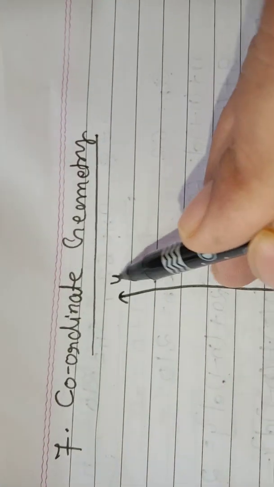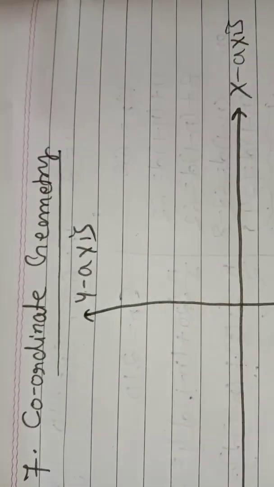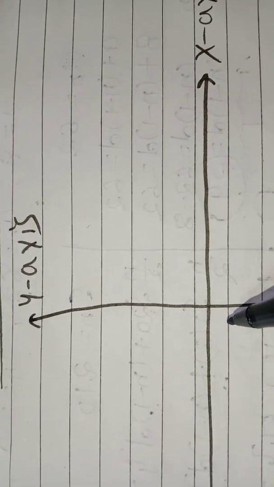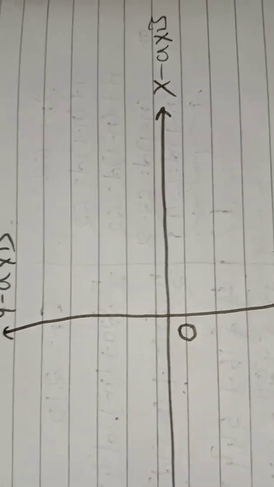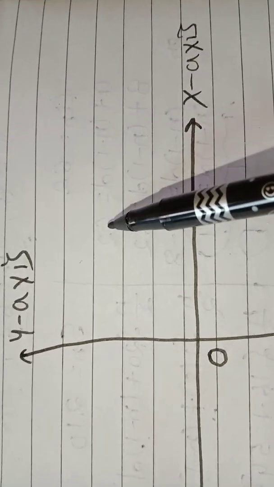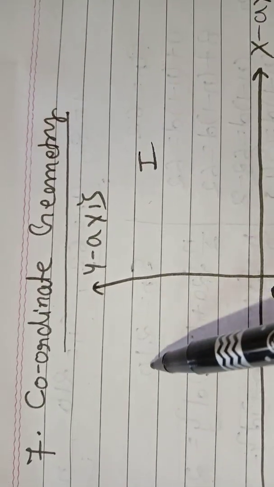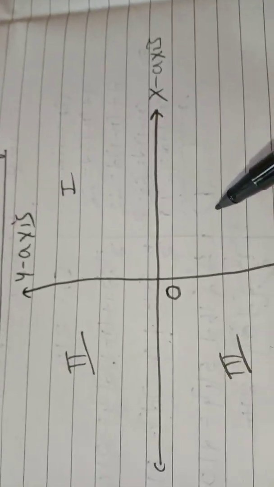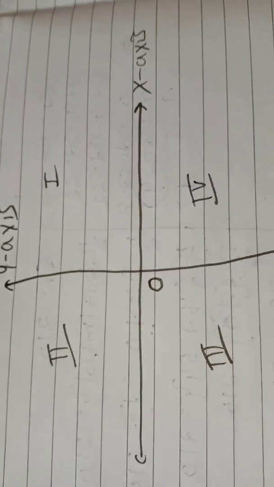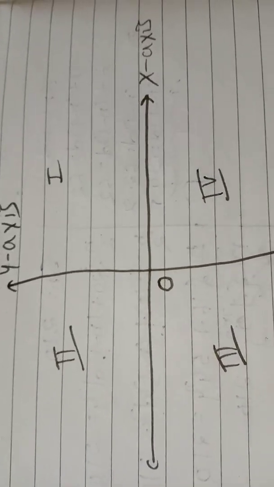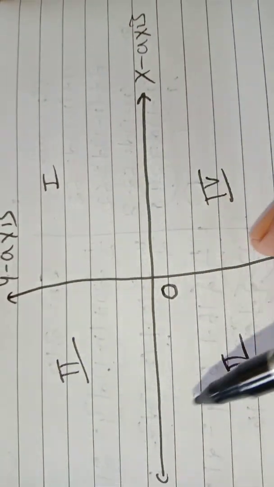9th standard. Suppose I draw two axes, the x-axis and the y-axis. If they are intersecting at a point O, then we have seen that the whole plane is divided into 4 quadrants. That is the first quadrant, second quadrant, third, and this one is the fourth quadrant. Now how to denote the coordinates in the given coordinate system?